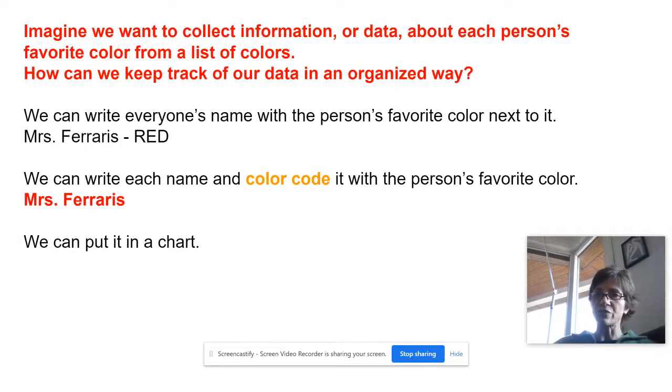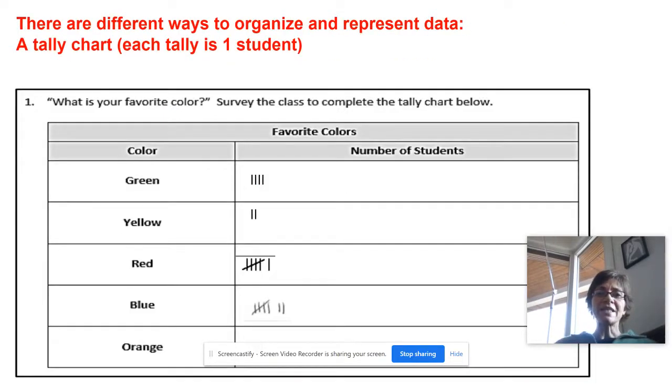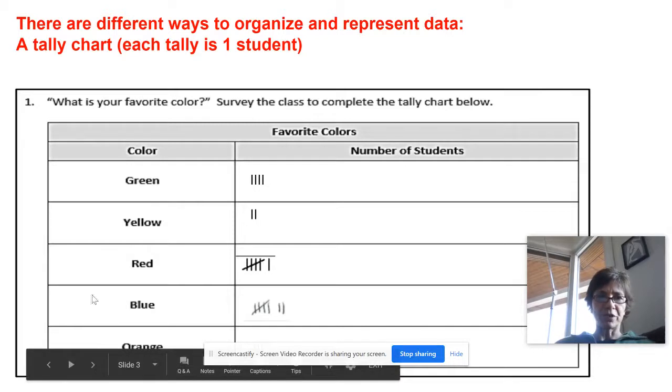Or we can use different kinds of charts. This is a tally chart. I'm sure that you've seen and possibly used these charts even in second grade. So we are going to carry out a survey, let's say in our class, and we're going to ask everybody what their favorite color is. We have it from this list of colors.